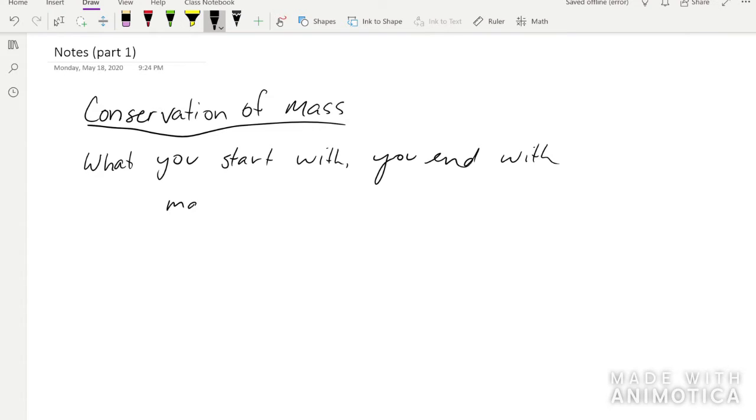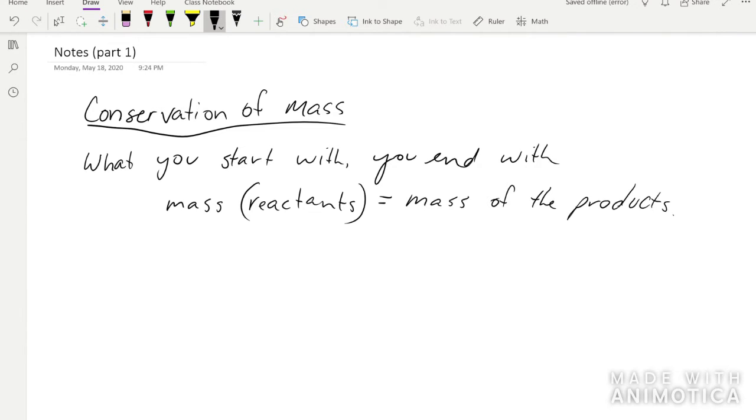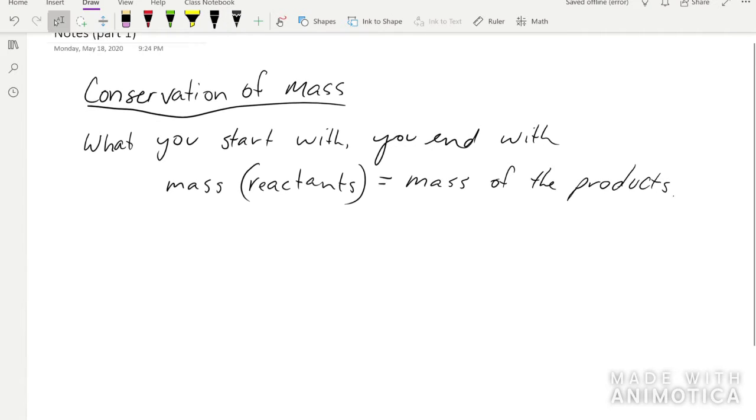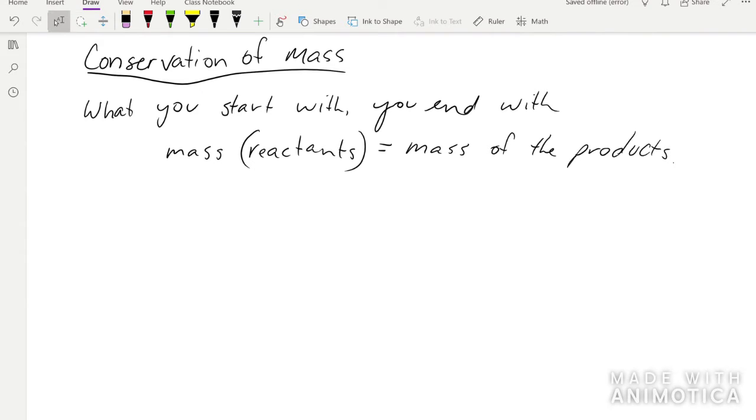So the mass of the reactants is equal to the mass of the products. So this is why when we were balancing equations, we had to have the same number of each atom on either side. I just wanted to formalize this into notes since we used it, but we hadn't really talked about it yet. Okay, now on to the first three types of reactions.